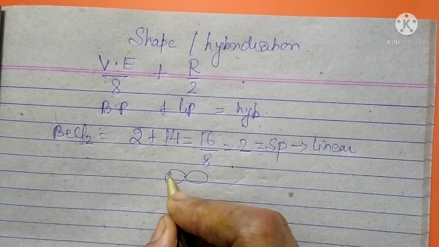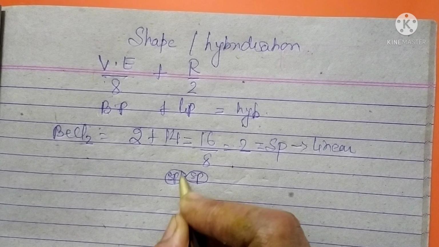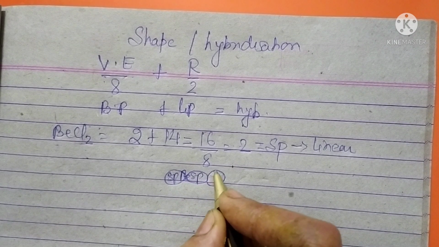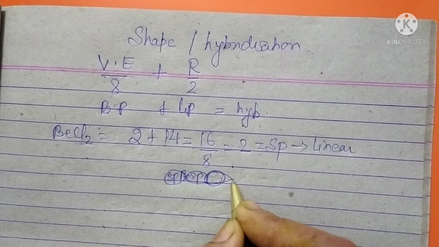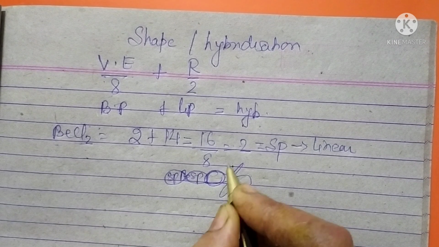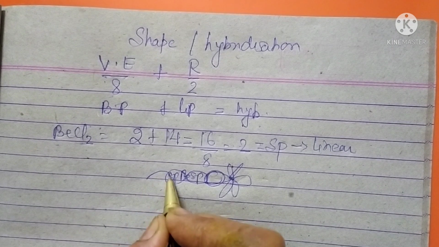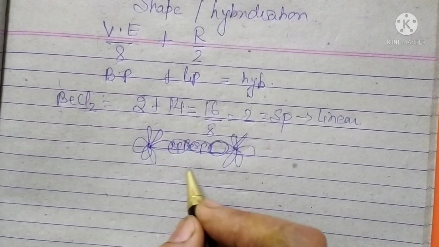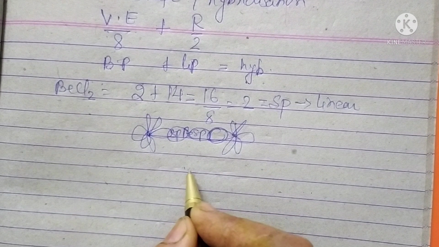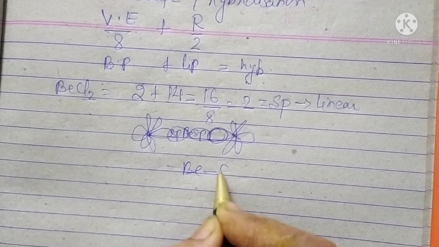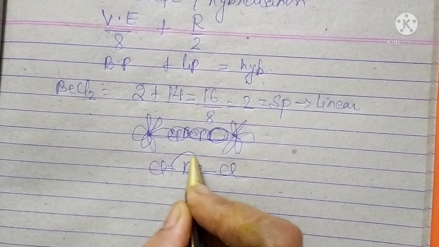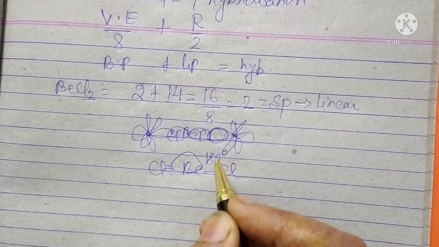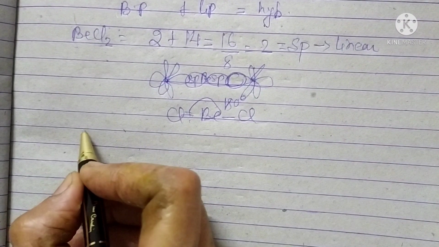This is beryllium, with 2 sp hybrid orbitals, and one p orbital of chlorine, and similarly here also. Or you can simply write this structure: Cl-Be-Cl, with a 180 degree bond angle. Now another molecule.